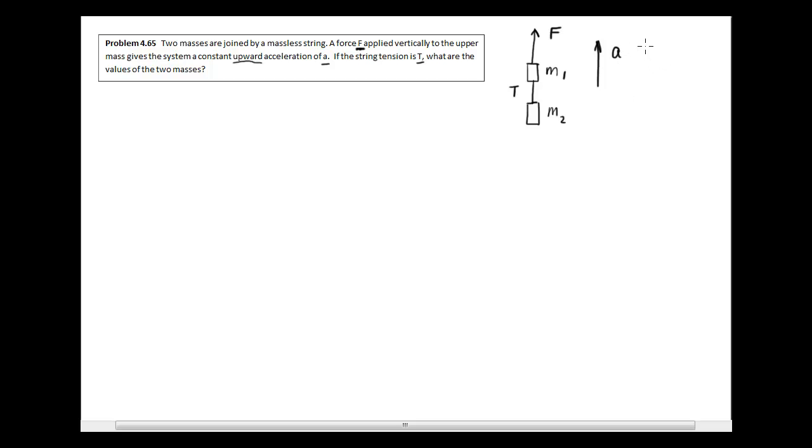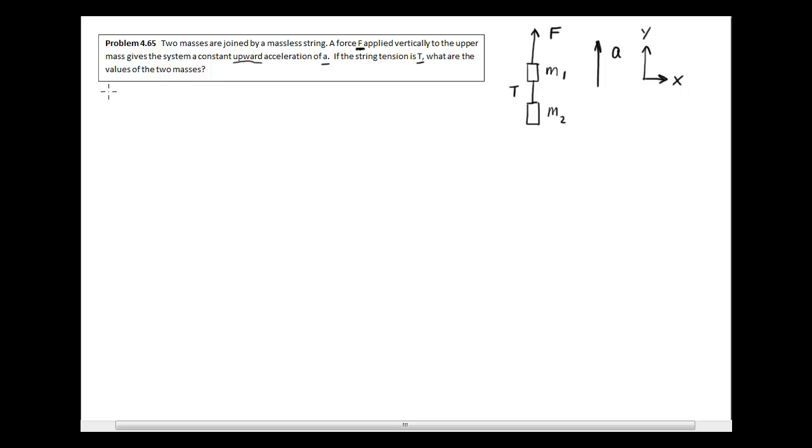Now we'll pick a coordinate system, as we always should do in problems like this. I can do it here very easily because the only direction either for the acceleration or for the forces is in the vertical direction. Sometimes it's best to wait till we draw the free body diagrams before we choose a coordinate system, but here it's fairly simple.